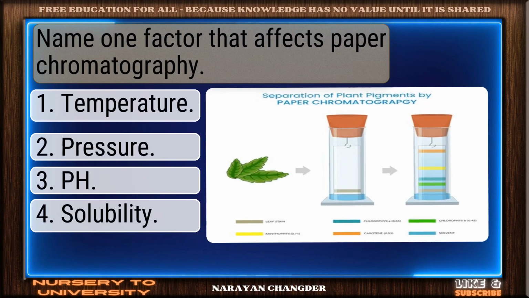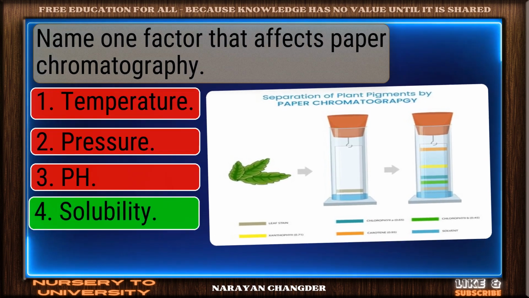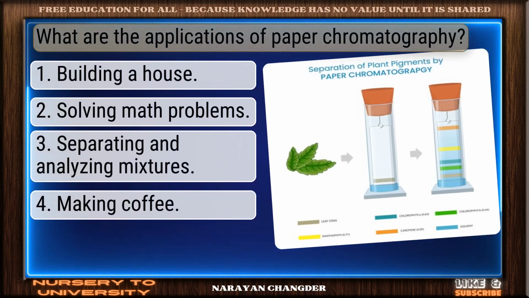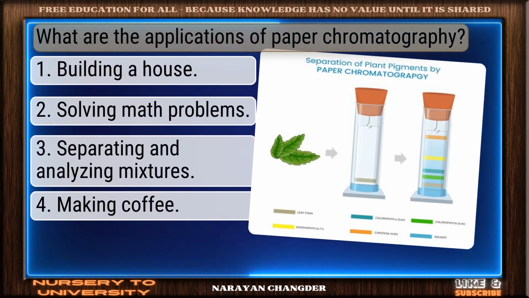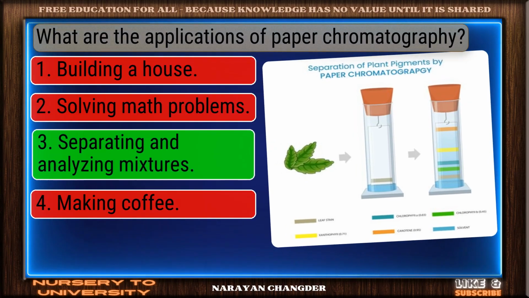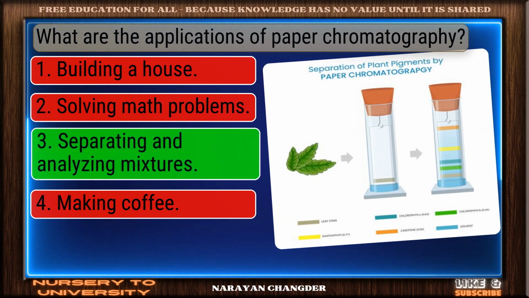Name one factor that affects paper chromatography. You got it. Your choice, solubility, is right. What are the applications of paper chromatography? Good thinking. Separating and analyzing mixtures is the right answer.